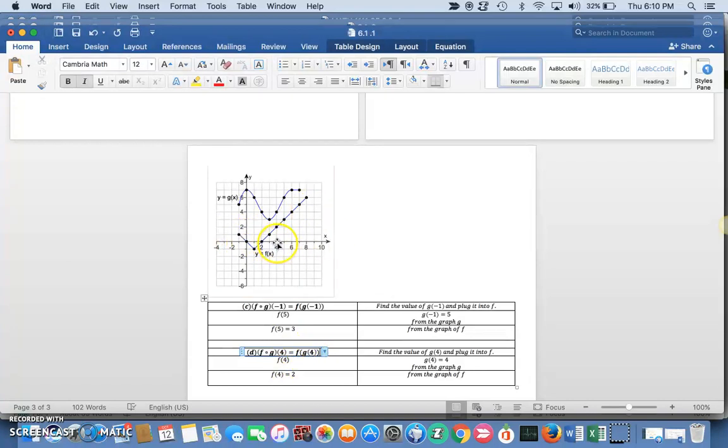So we go to 4, and then we're going to go up to g. Well, the y value is also 4. So the x was 4, the y is 4. So we replace g of 4 with 4 and find f of 4. Go back to where x is 4, and this time just read up to the f. And 2 would be the answer there. Now that's composing functions, and you're using graphs to be able to do that.